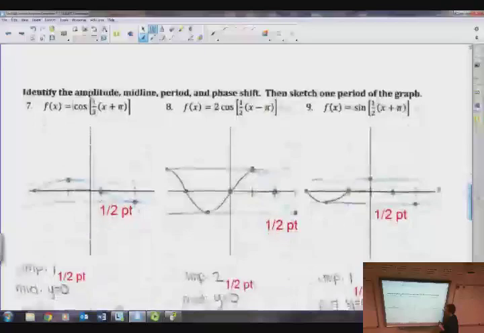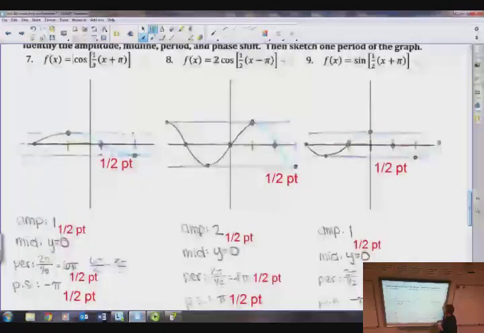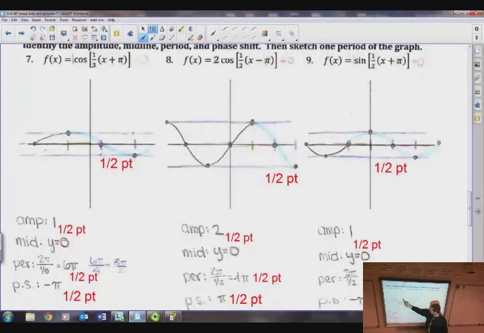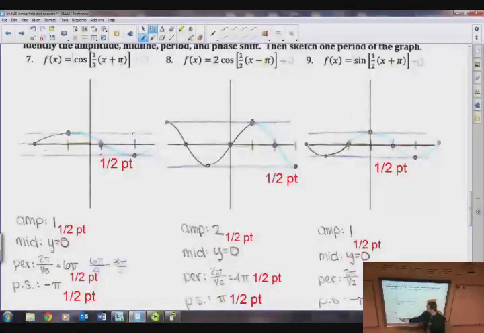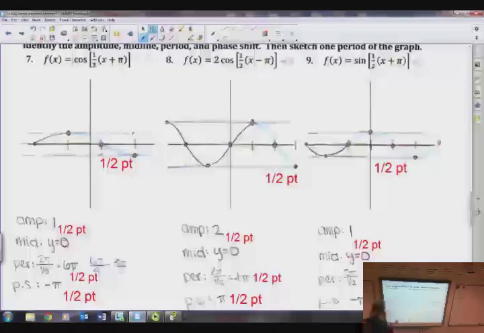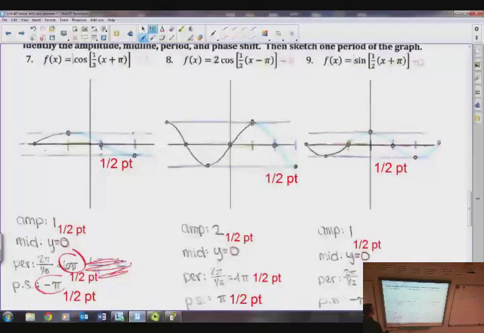Okay, there you go. So, yep, the amp was 1. The midline was 0. No midline there. And then the period was 2 pi divided by 1/3 gives us 6 pi. Flip 3 over 1. Oh, just 6 pi. We'll ignore this part. Not sure where that came from. So just 6 pi there. And then the phase shift is just going to be a negative pi. Negative pi divided by 1. The number next there. Positive pi.